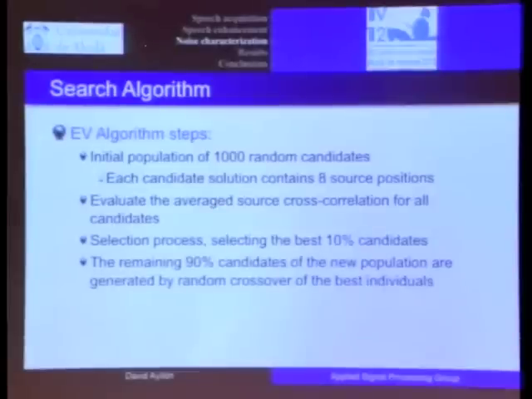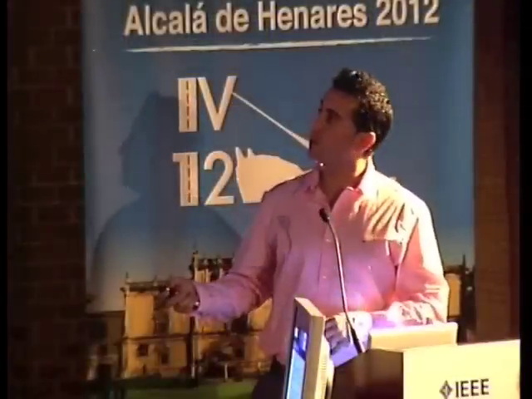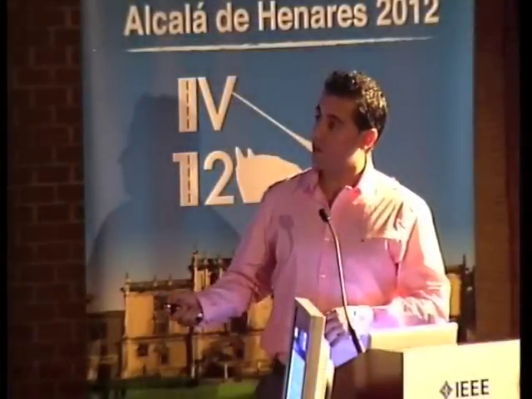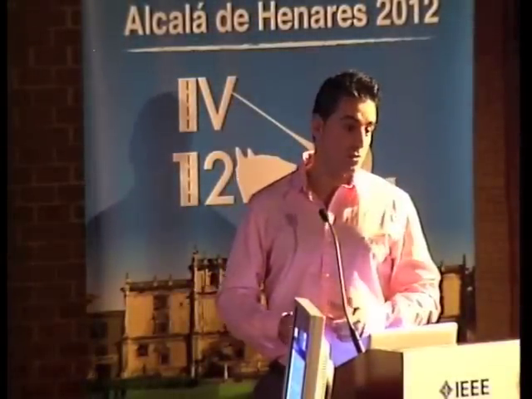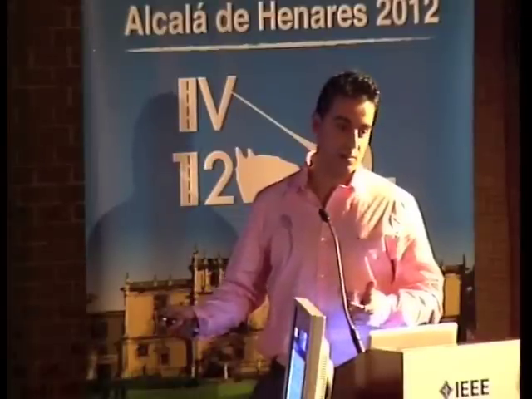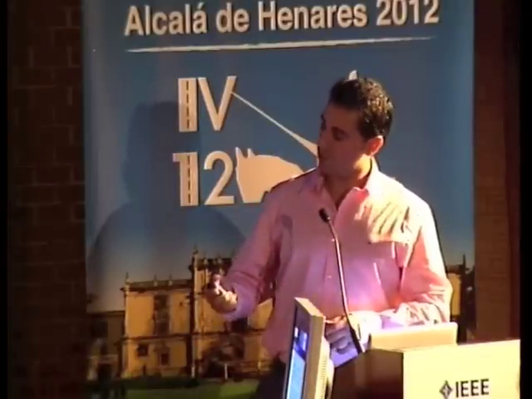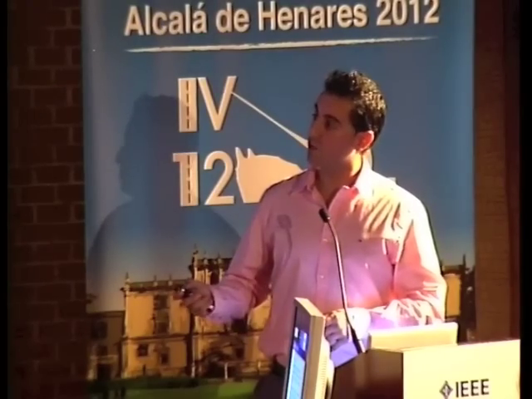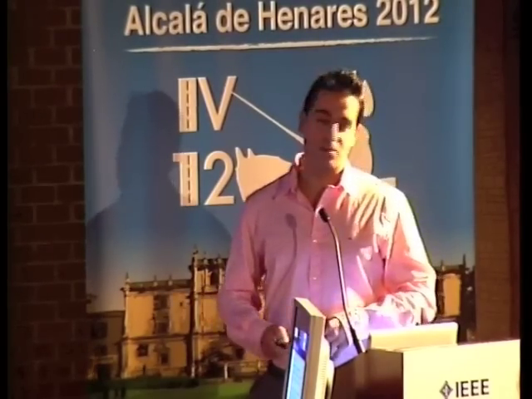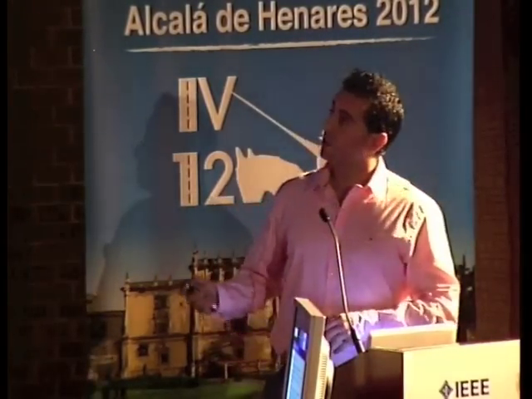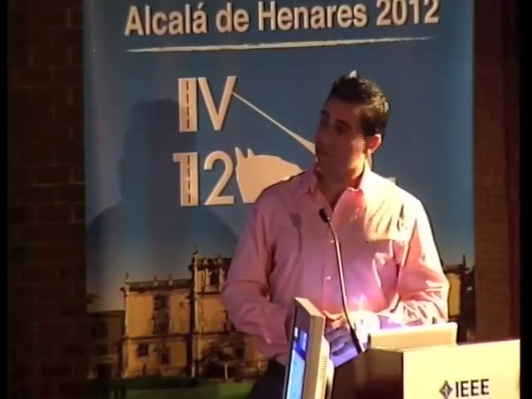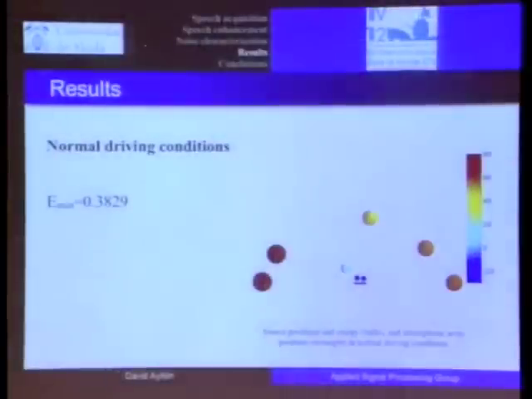After that, we have to generate a new population for the next iteration. The remaining 90% of candidates of the new population are generated by random crossover of the 10% best candidates. And after that, we apply random mutation to the whole new population, except to the best one, in order to always keep the best solution in the population. This process iterates until 100 generations are reached. So at the output of this algorithm, we will have the positions of 8 sources.